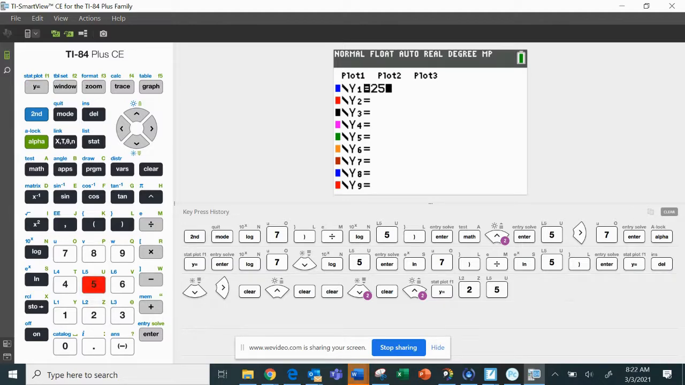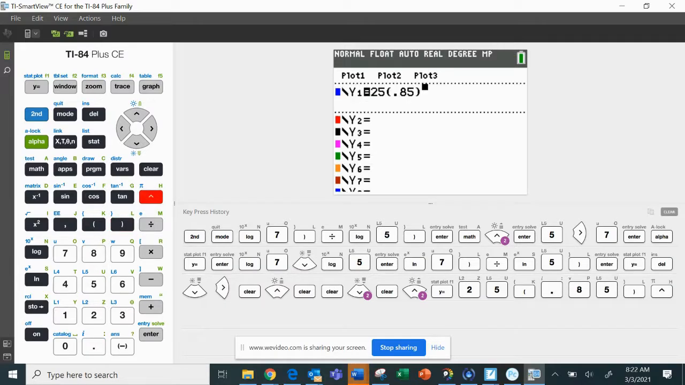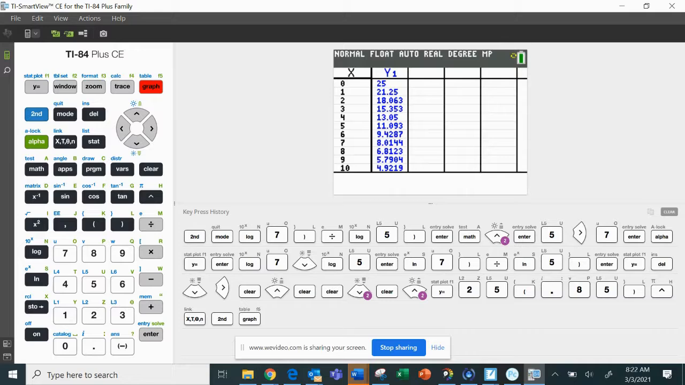We're going to type in 25 parenthesis 0.85 close parenthesis caret, and instead of typing a T, we're just going to use X on our calculator. And then we're going to go to our calculator's T-chart, which is the table. So you do second graph. And we are going to look in the Y column to see when approximately it goes to 8. We will eventually learn how to do it exactly, but not today.